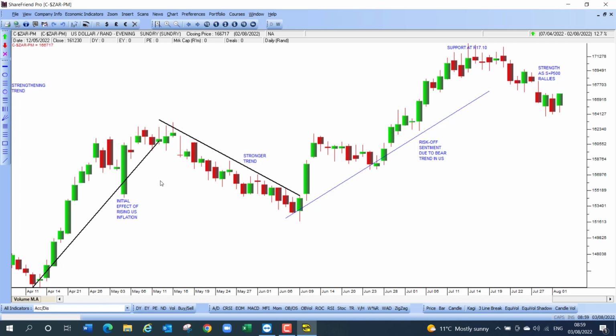And obviously that's because at a time when the S&P 500 is rising, people become more optimistic, investors are more optimistic, and they shift from risk off to risk on. And that causes some of that money to find its way into emerging markets, and particularly the South African rand. So you can see the bear trend in America had a negative impact on the rand, but the rally that's been taking place on the US stock markets in the last week or so has positively impacted on the rand and brought it right back.